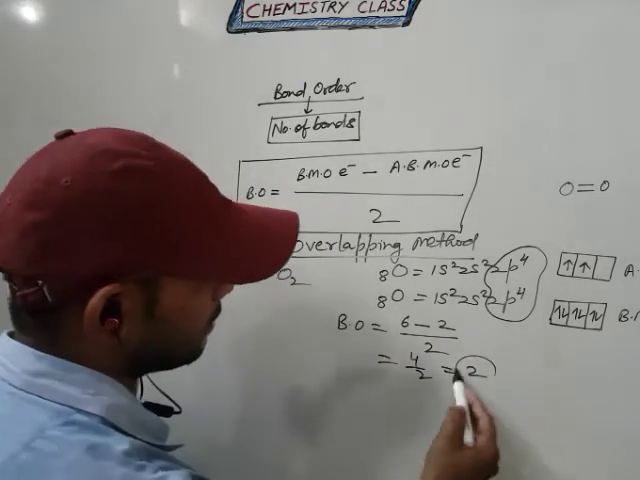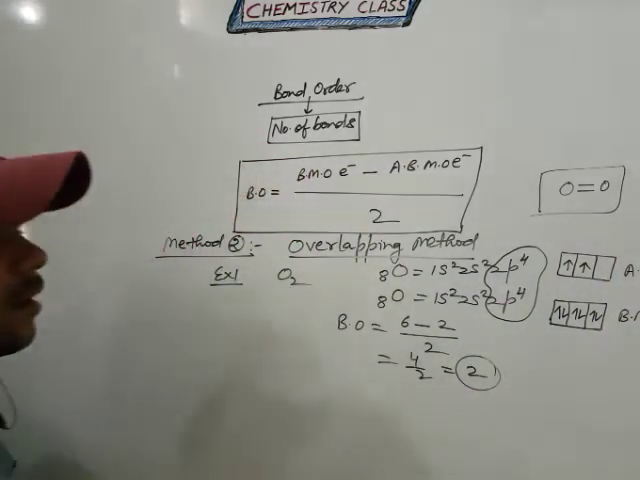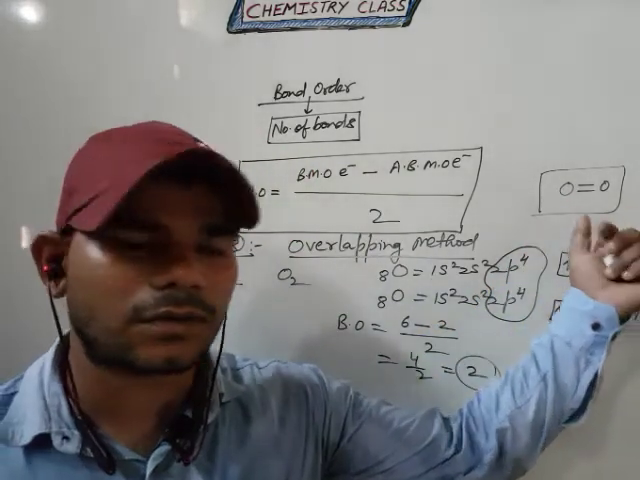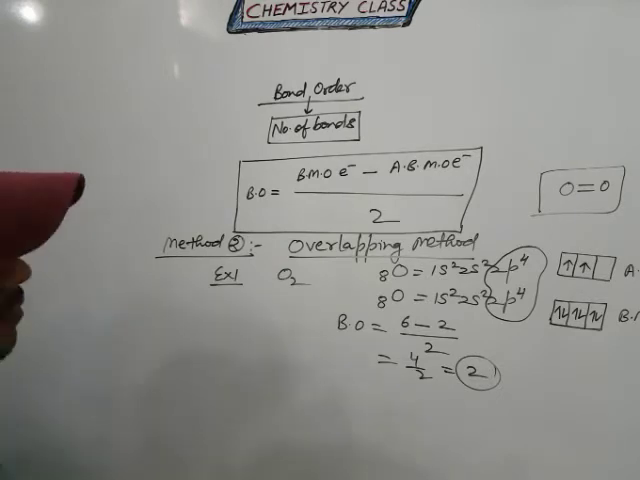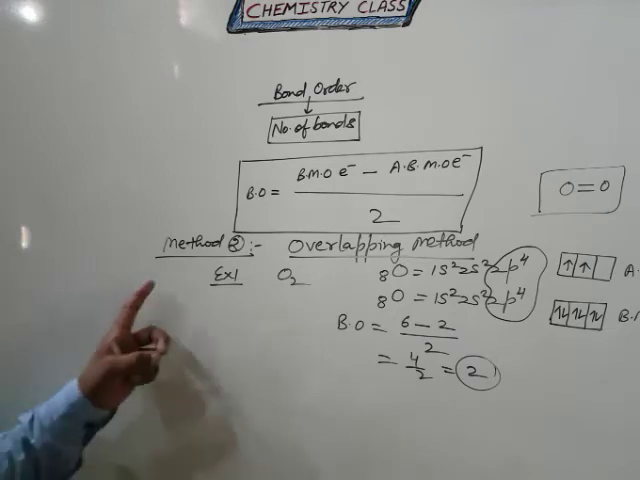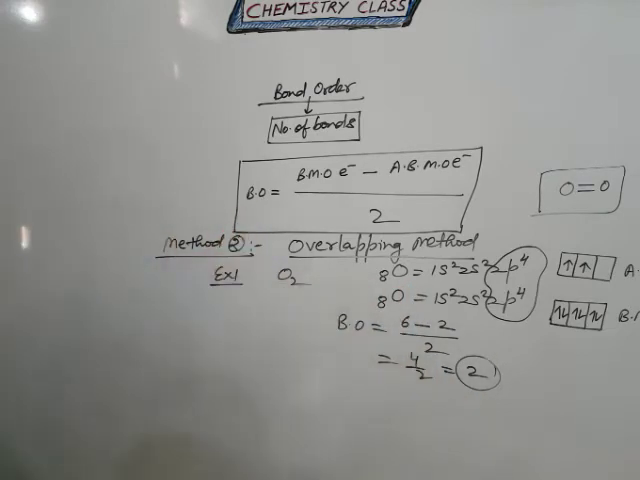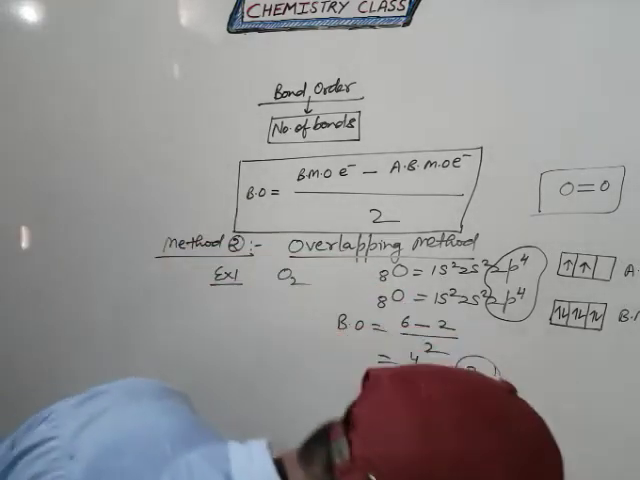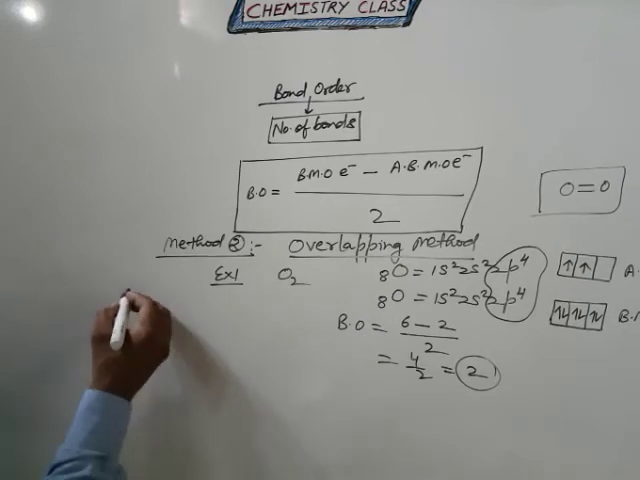So what is the final answer? 2. And the cross-check answer is also 2. So that is the verification for the overlapping method. So simply, you can apply this to any example and after that you will easily get the bond order values. Clear? I hope you understand this example. Now come to the next example.